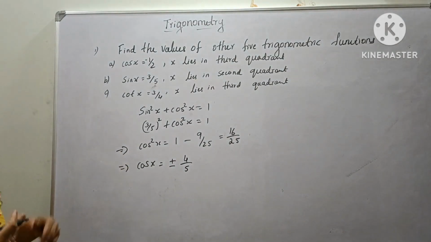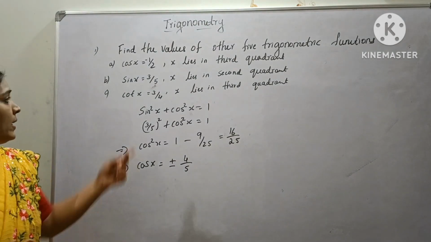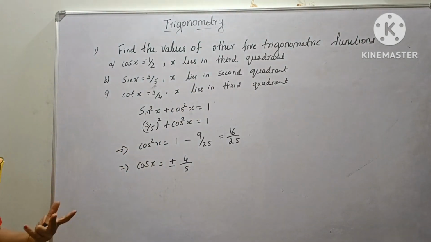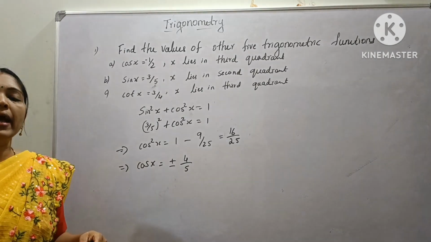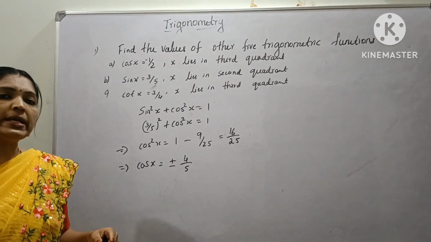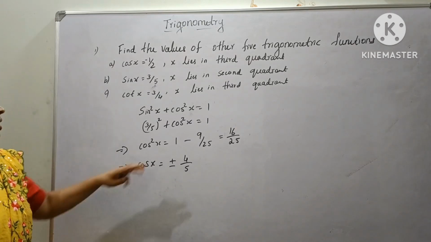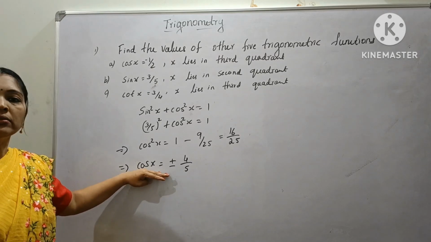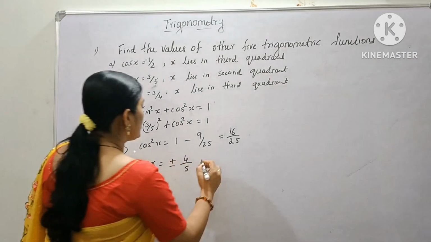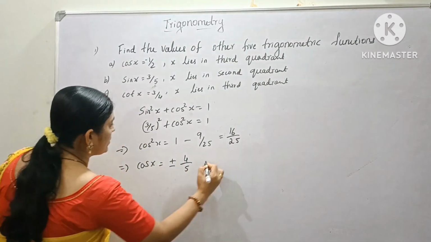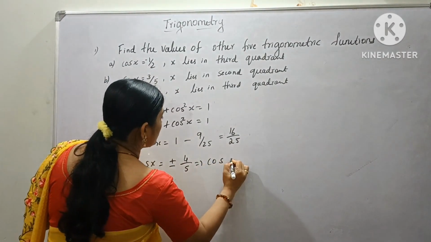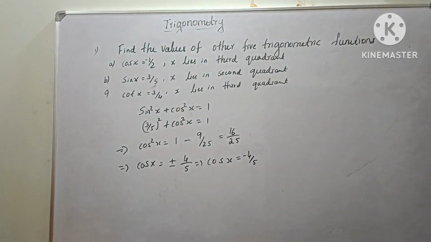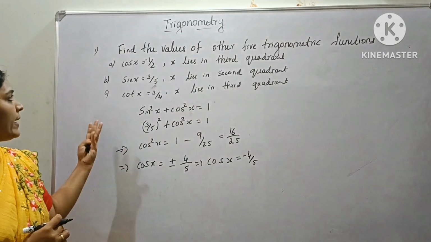Okay, so now let us decide what is the sign. Here it is mentioned that x lies in second quadrant. Okay, we have in second quadrant only sine and cosecant are positive. Cos is negative. Okay, cos is negative in second quadrant. Therefore, cos x is equal to minus 4 by 5. Okay, next we have got sine and cos.